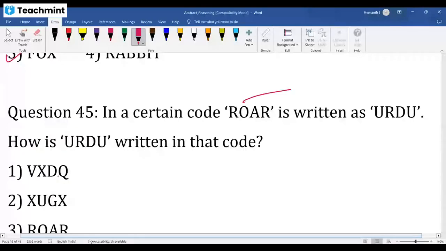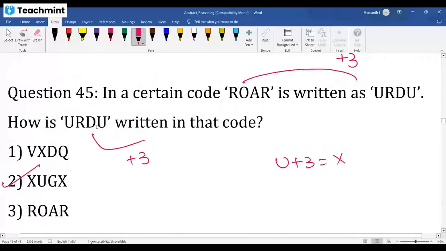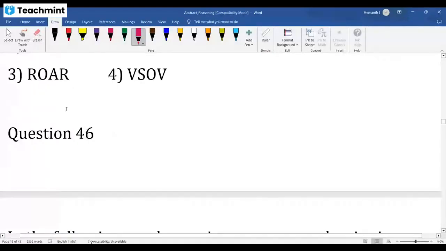Here, +3 is this. For this, +3 is what? U +3 is X. Only one letter is available. One option is available. You can do directly. R +3 is U. U +3 is X. Only one option available. You can just go ahead with that option. Still 4 minutes.